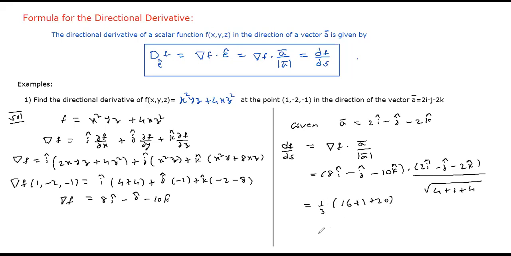So the answer is 37, so this is 37 by 3. Therefore, what is the directional derivative? df by ds is equal to del f dot a bar by mod a bar, which is equal to 37 by 3. So that is the value of the directional derivative.